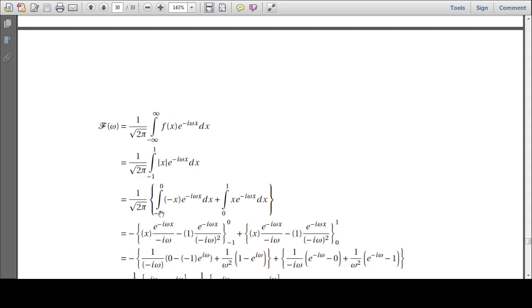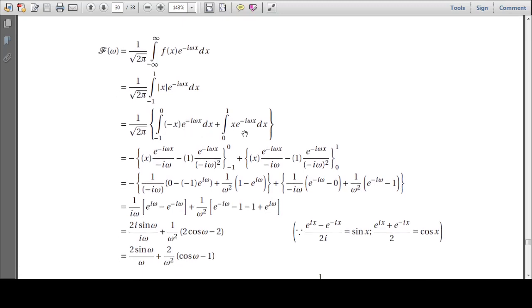Integral minus 1 to 0, that means negative part, plus positive part. In the negative part, modulus of x is actually minus x. So integral minus 1 to 0 of minus x e raised to minus i omega x dx, plus. Now this is the positive part. In the positive part, mod x is x itself. So x into e raised to minus i omega x dx, into 1 by root of 2 pi.